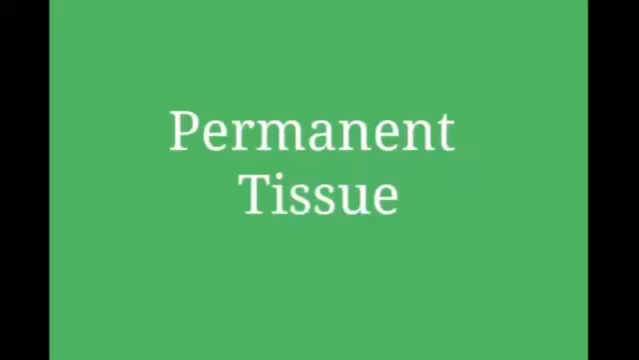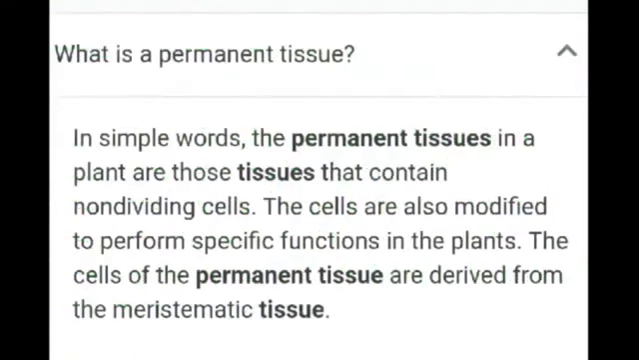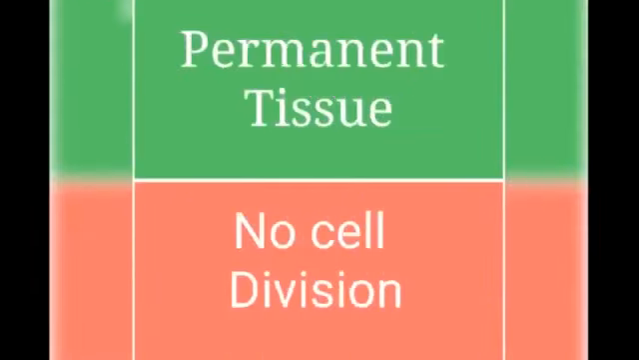The other type of tissue is called the permanent tissue. These are tissues that contain non-dividing cells. They are also modified to perform special functions in the plants. This permanent tissue does not undergo cell division.